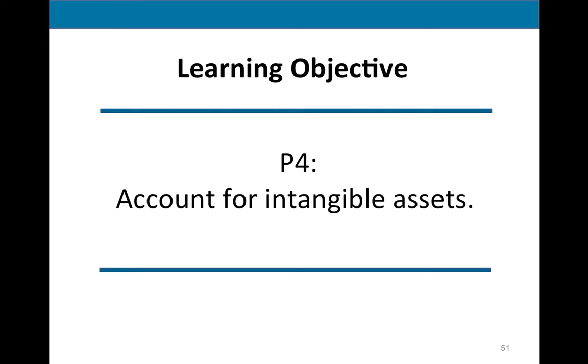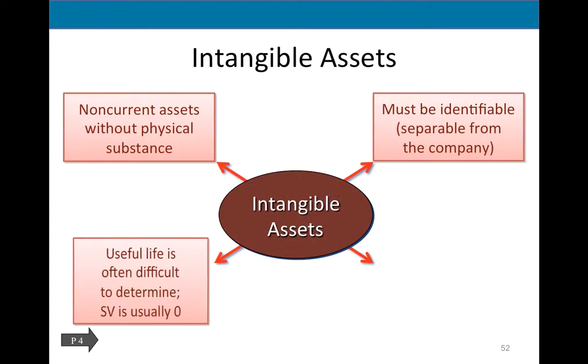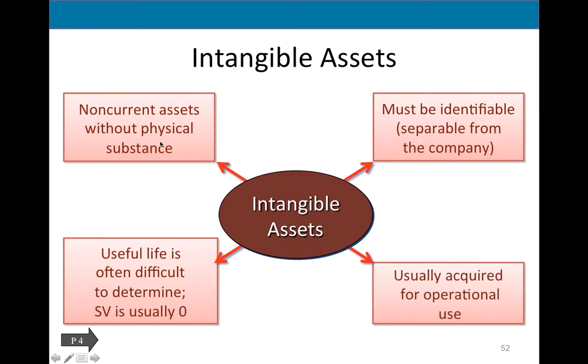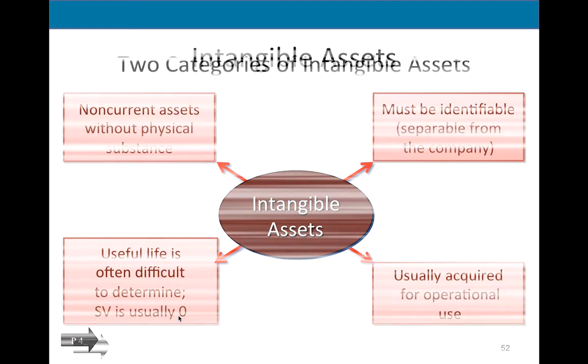Okay, account for intangible assets. This is a large group of assets that do not have physical substance. They have to be identifiable, separable from the company. So for example, Walmart, of course, has a brand name, Walmart, but it's not separable from the company, so it will not be listed on the company's balance sheet. We usually acquire them for operational use, and their useful life is often difficult to determine, and the salvage value is usually zero.